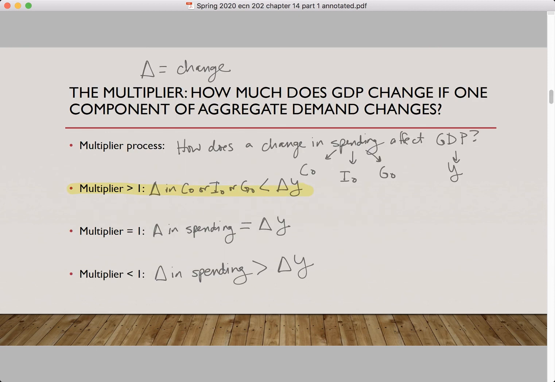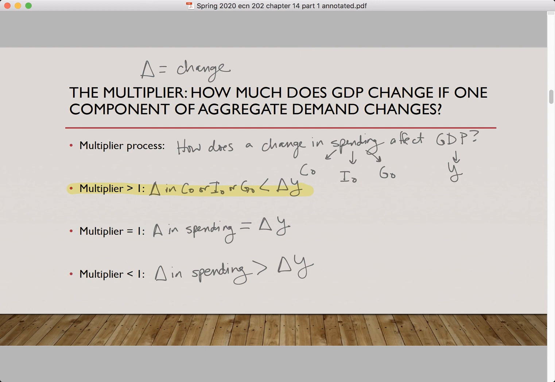The multiplier itself is basically trying to figure out how much GDP changes if one component of aggregate demand changes. So the key question here is, how does a change in spending affect GDP? So we can think about the autonomous aspect of consumption expenditure, so the part of domestic spending by households that is not linked with income, investment expenditure by firms, and government expenditure on goods and services.